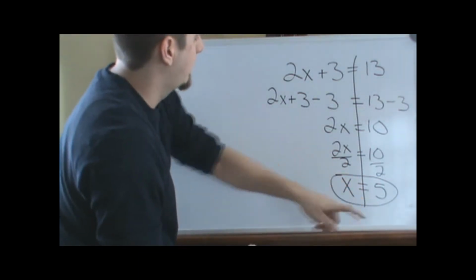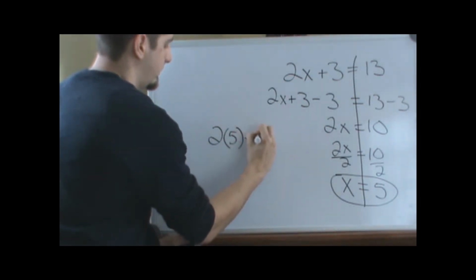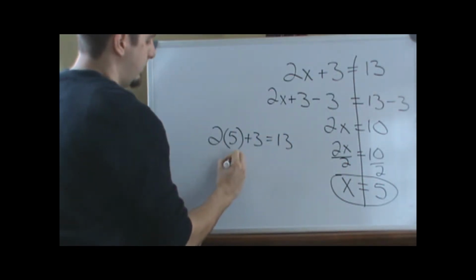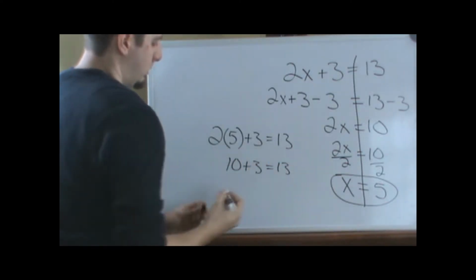If x is 5, we can plug it back into the original equation and see if it works. 2 times 5 is 10, plus 3 is 13.